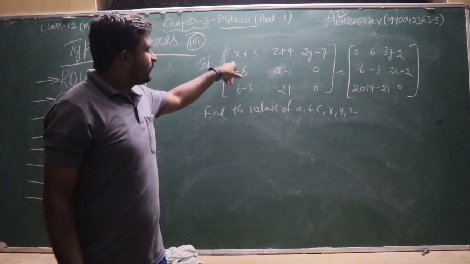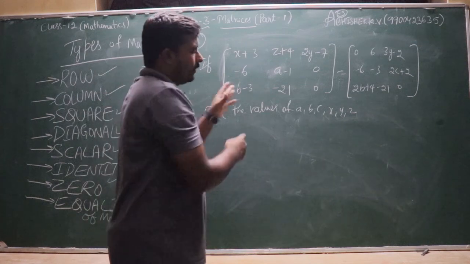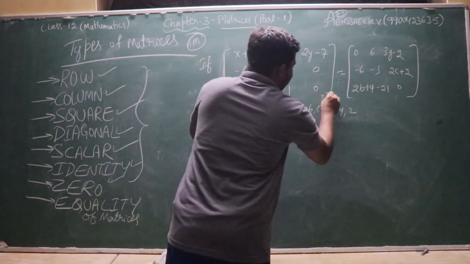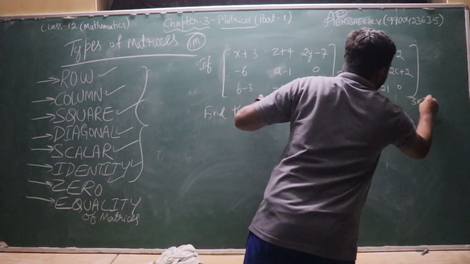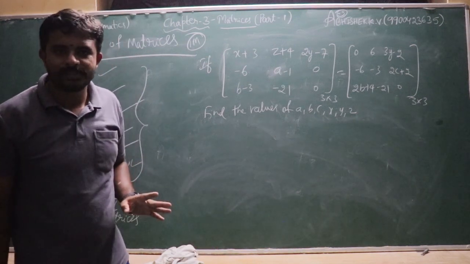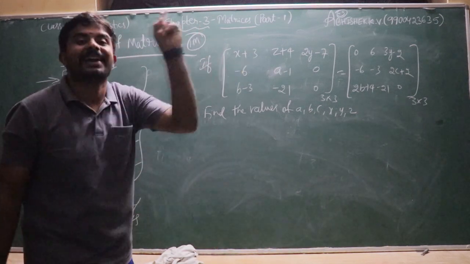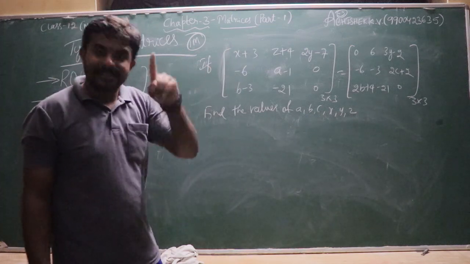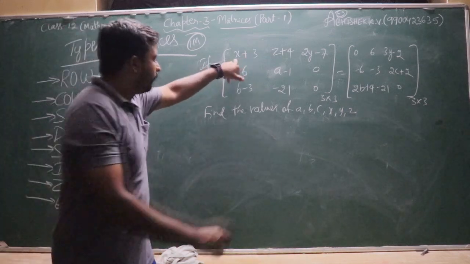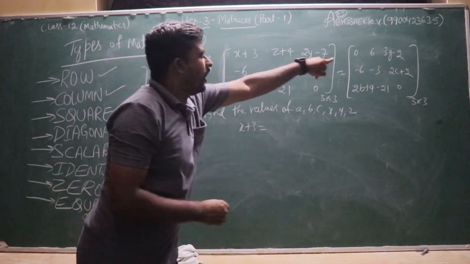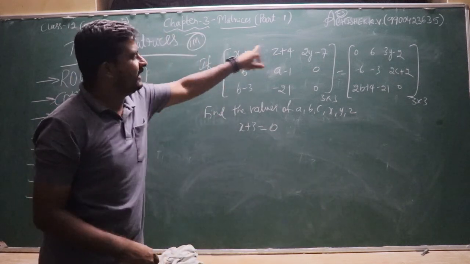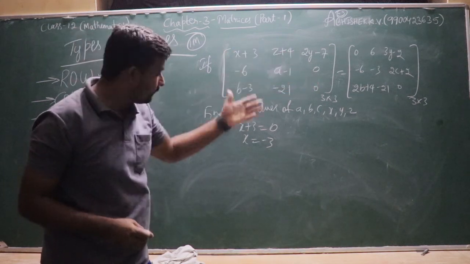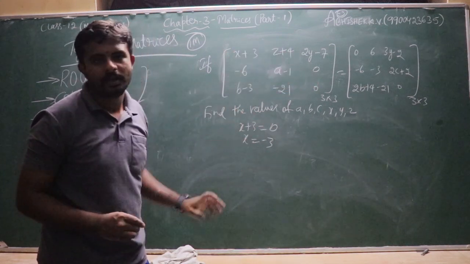See, first, to define the equality of matrices, we need the same order. This is of order 3 by 3. This is also of order 3 by 3. First condition holds. Each element of A is equal to the corresponding element. The first row, first column of the first matrix is equal to the first row, first column of the second matrix. Therefore x plus 3 is equal to 0. They are given as equal, that's why we consider x plus 3 is equal to 0. x is equal to minus 3.